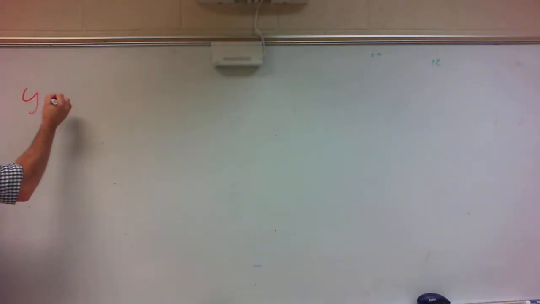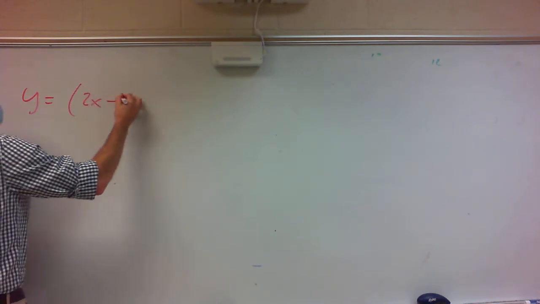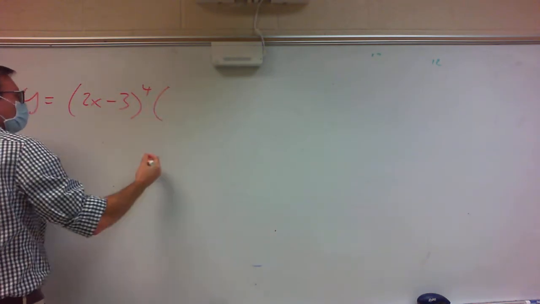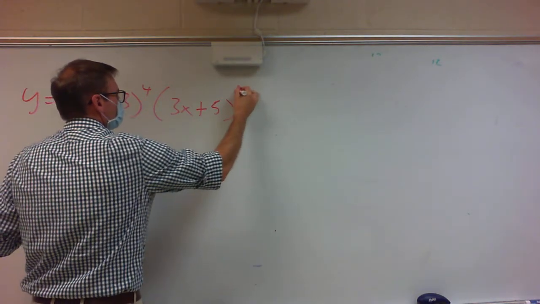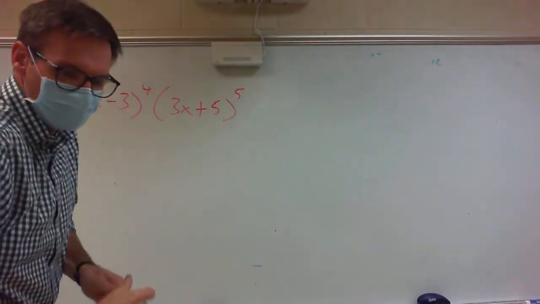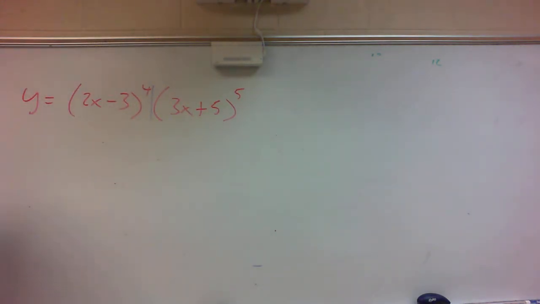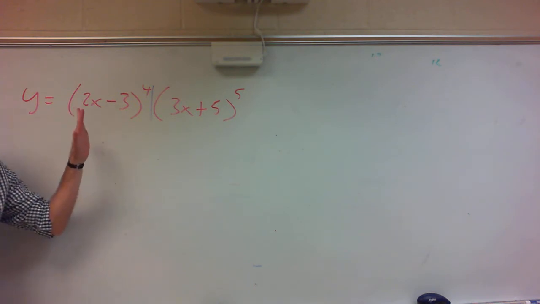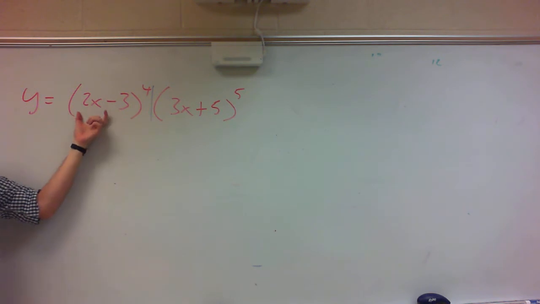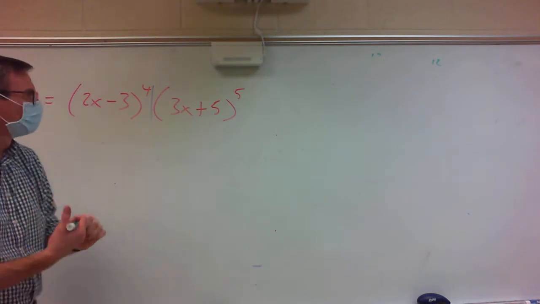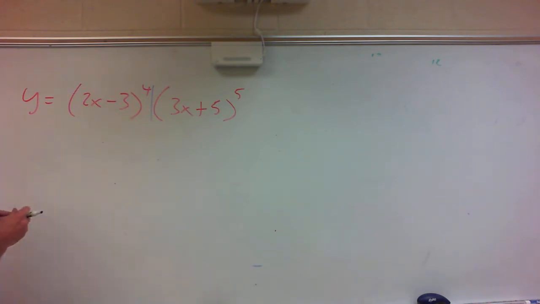Okay, so I'll have y equals, okay, good. Let's do 2x minus 3 to the 4th times 3x plus 5 to the 5th. So has everybody done product rule combined with chain rule? Because I see stuff to the 4th and stuff to the 5th, so there's a whole lot of product rule, a whole lot of chain rule going on.